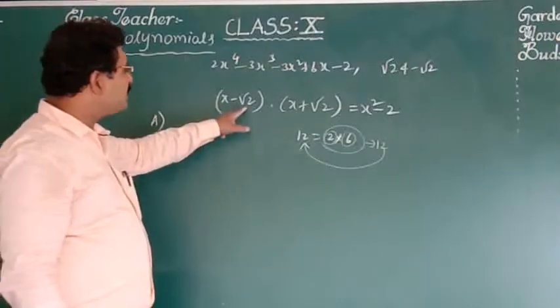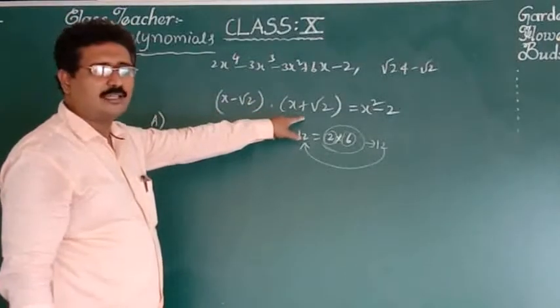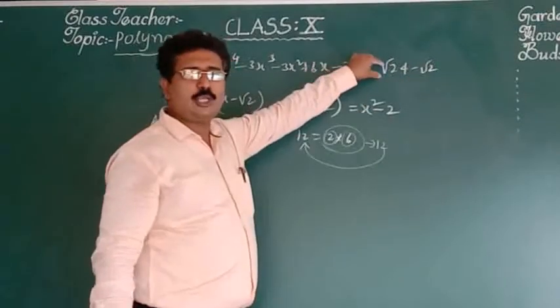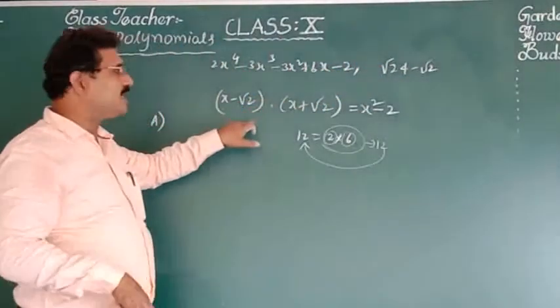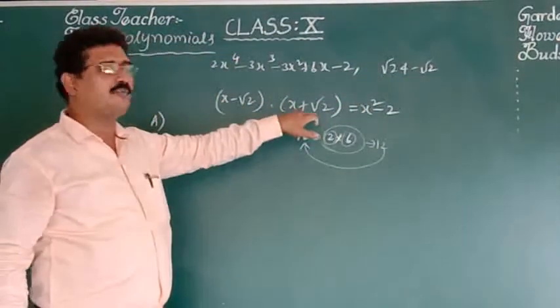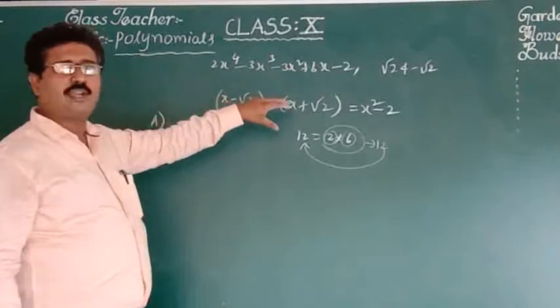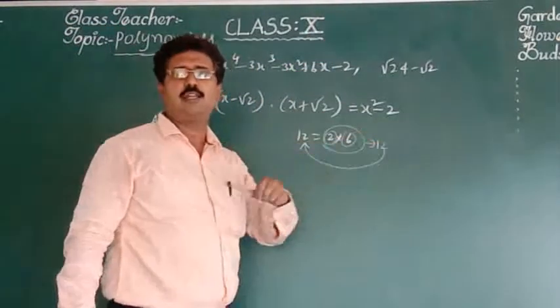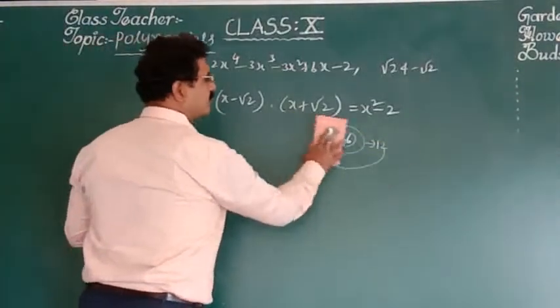So like that, if x minus root 2 and x plus root 2 are the factors, why? Because the given zeros are root 2 and minus root 2. If the given zero is root 2, then x minus root 2 is a factor. If the given zero is minus root 2, then x plus root 2 is a factor. So if both are factors, their product is also a factor of the given polynomial. That means x square minus 2.